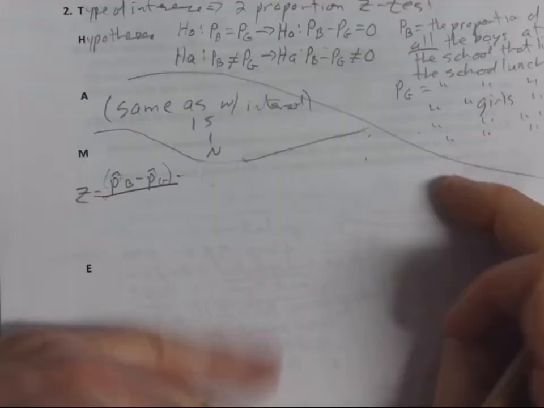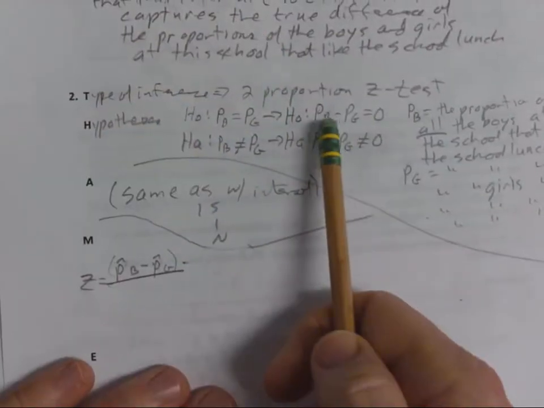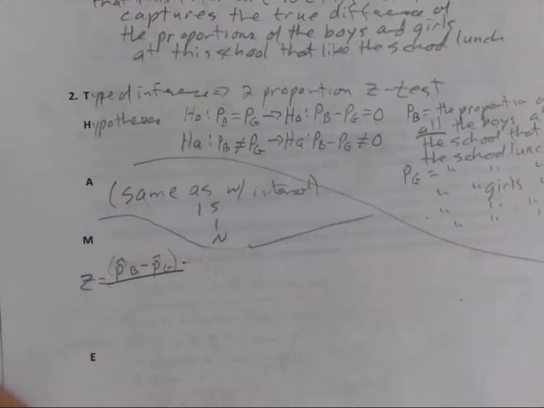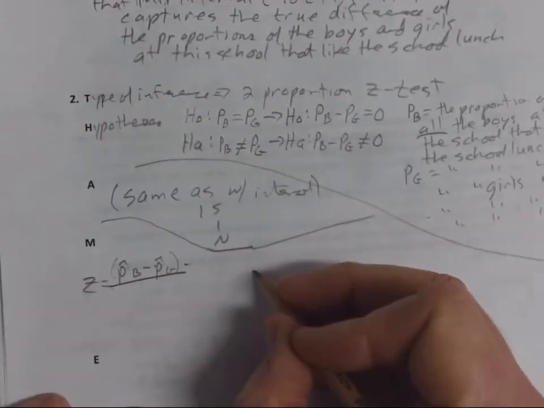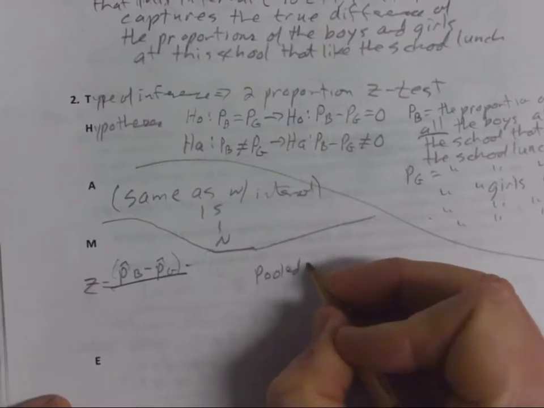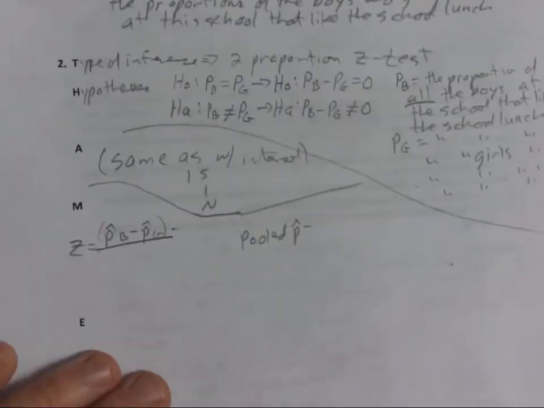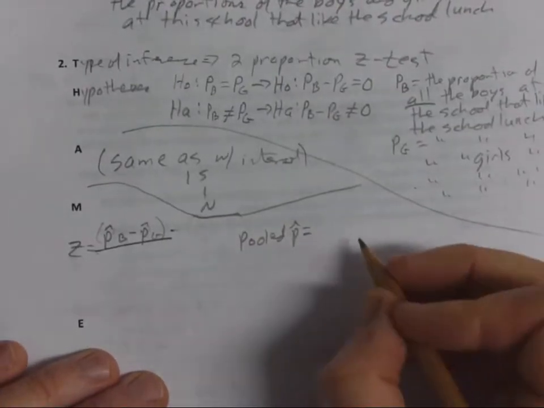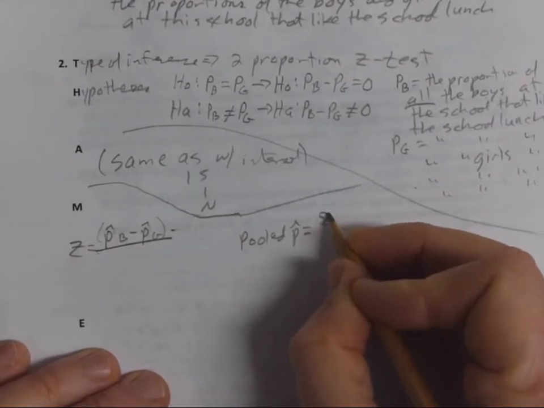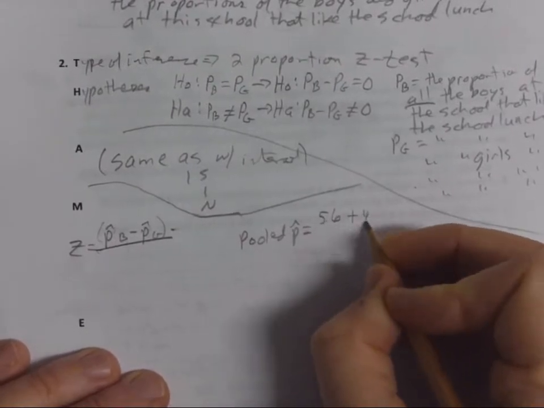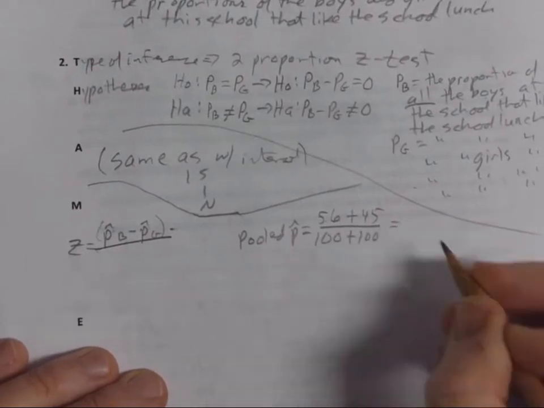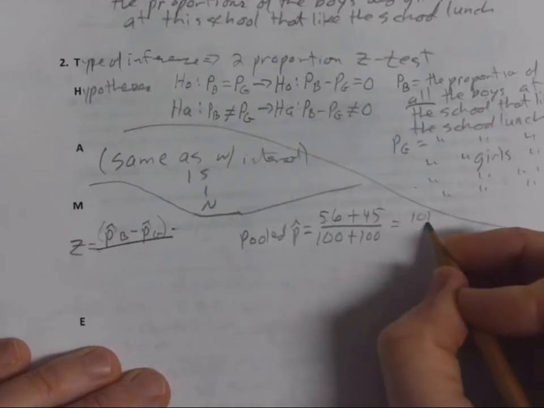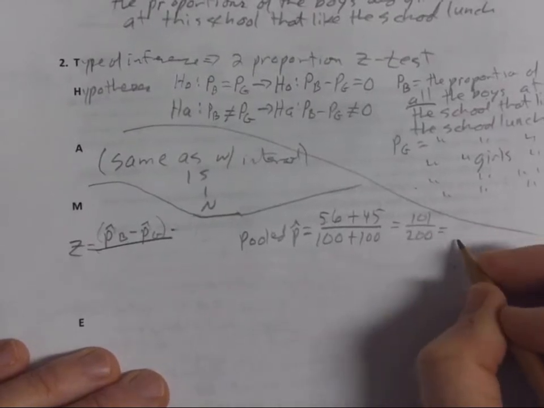All right, the next concept is this. Because p sub b and p sub g are the same, theoretically, the way we're doing our test, we are going to come up with what is known as a pooled p hat. A pooled p hat is, in essence, the average of these things, sort of. To get your pooled p hat, you take your total number of successes, which is 56 in the first sample plus 45 in the second sample, over our two sample sizes. We pool them together, so that is 101 over 200, and that is 0.505.